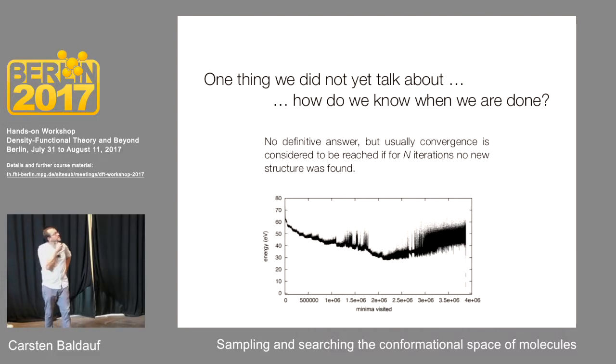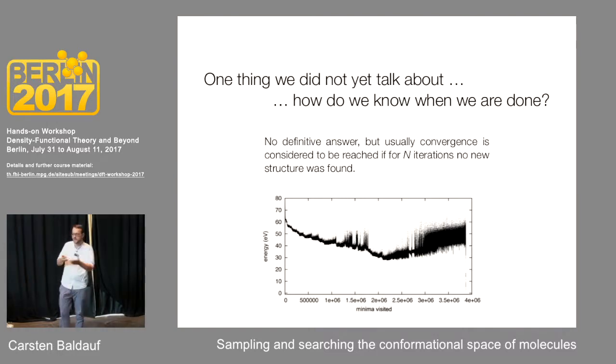So one thing that we did not talk about yet is how do we decide that we are done with our structure search. And this is a very complicated thing. What one typically does is you monitor the energy that you reach, and if you didn't reach an improvement of energy over a long time, how to define long is also not easy, then you think now this search is converged.